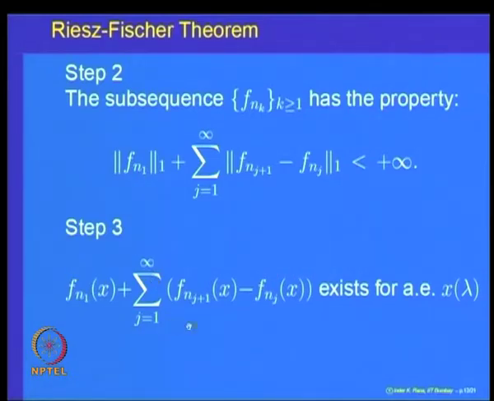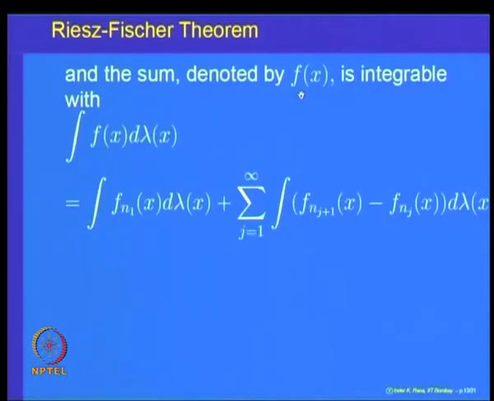So, if I look at this series, then I know that the L1 norms of this series are finite. That is precisely the perfect situation where the series form of the Lebesgue dominated convergence theorem applies and says that this series must converge almost everywhere. So, this sum must exist almost everywhere, and if we denote the sum by f(x), then f(x) exists almost everywhere, and it also says that f is an integrable function, and the integral of f is equal to the integral of f_{n_1} plus the integral of the sum of the corresponding series. So, the integral of f is equal to the integral of f_{n_1} plus this series.